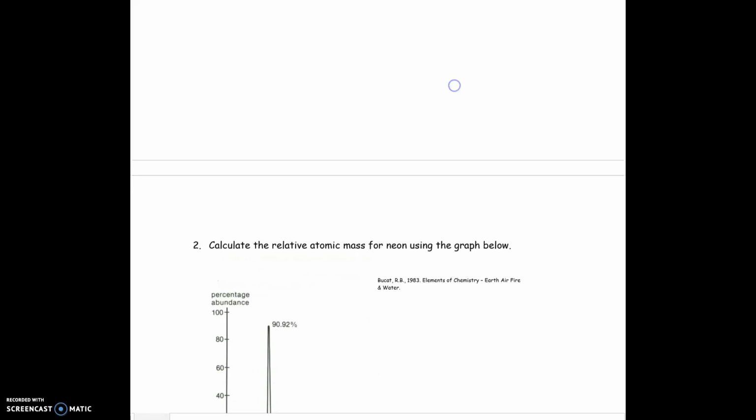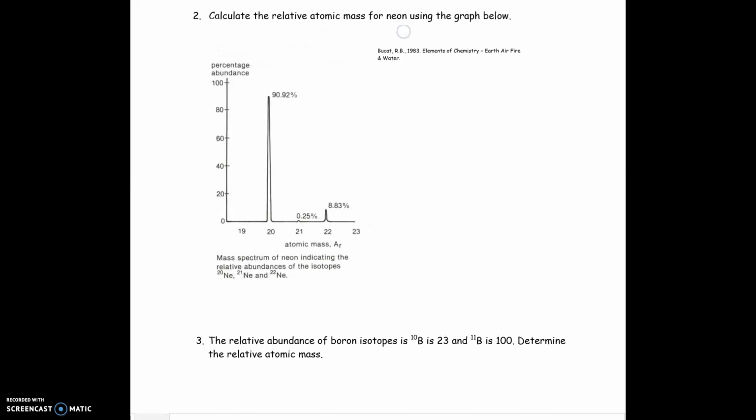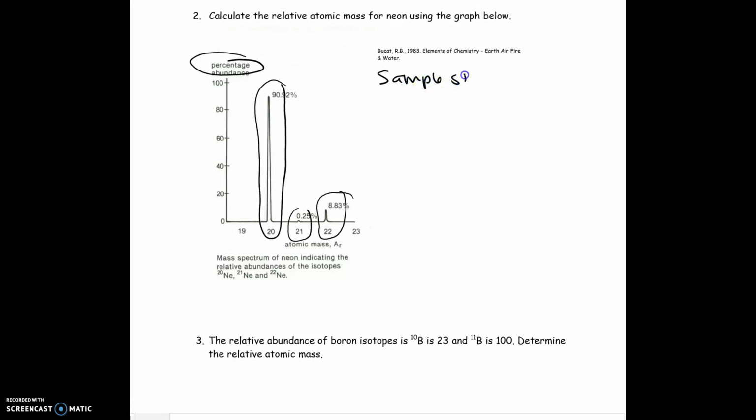Now let's look at a second example. From this one here, you can see that there are three isotopes, 22, 21 and 20. It is a percentage, which means the sample size equals 100.